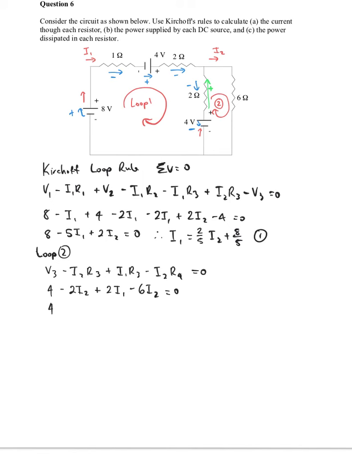And then we get 4 minus 8I2 plus 2I1 equals 0. And that goes to our final equation, I2 equals I1 over 4 plus a half. So now we have two equations with two unknowns, so we should be able to solve that.